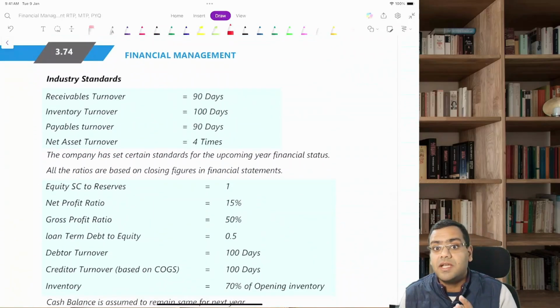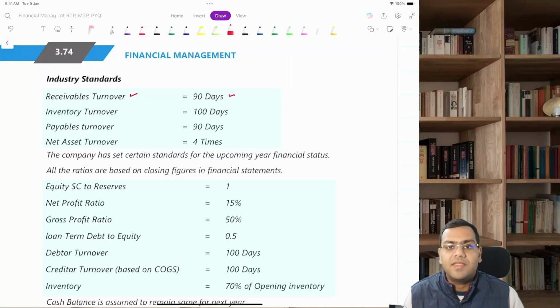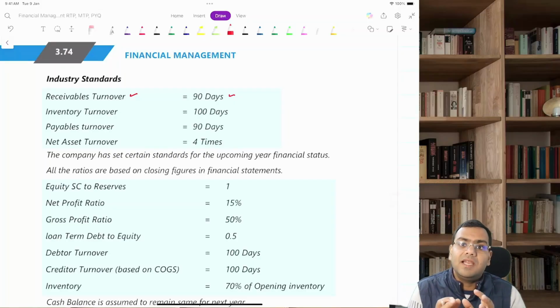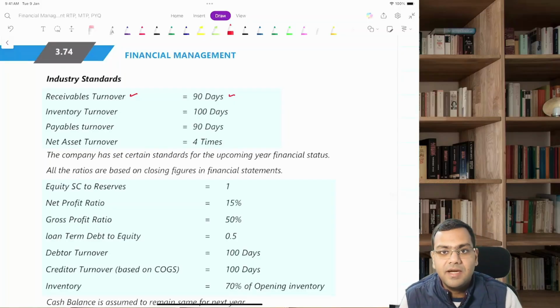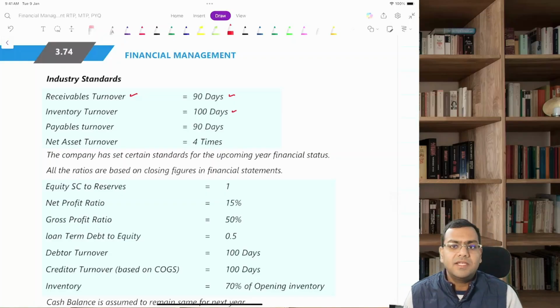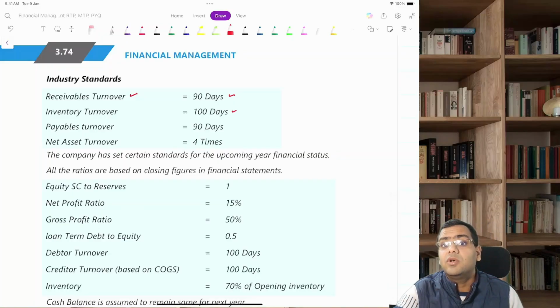Then industry standards are given, that is receivable turnover is 90 days. That is, in how many days, what is the industry standard? As per the industry standard, they collect the money from receivables in 90 days. Okay. Inventory turnover is 100 days. That is, in 100 days they convert their inventory into finished goods, they sell the goods and they collect the money from debtors. Right. That is converting inventory into sales. That is what is our inventory turnover ratio.